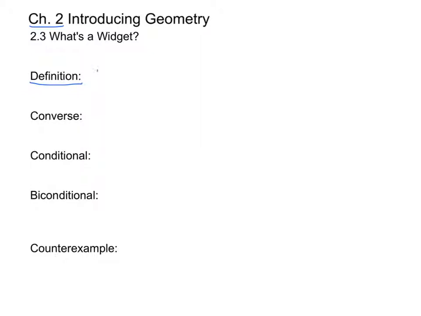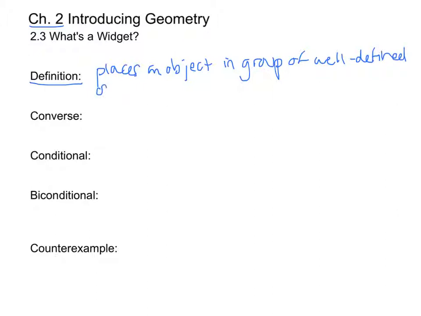A good definition places an object in a group of well-defined objects and then states how it differs. So, for example, if I were to define a pentagon, I would say a pentagon is a polygon with 5 sides. And then the converse is the reverse statement.